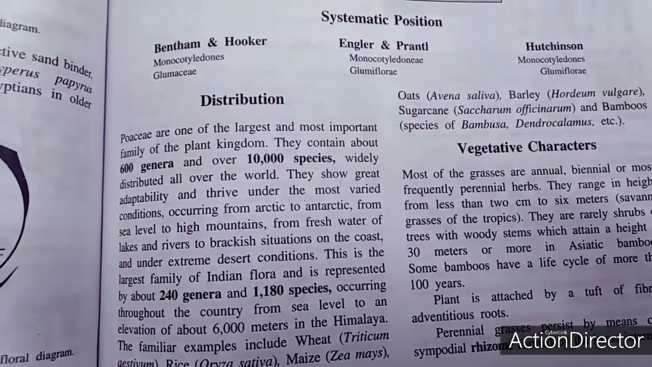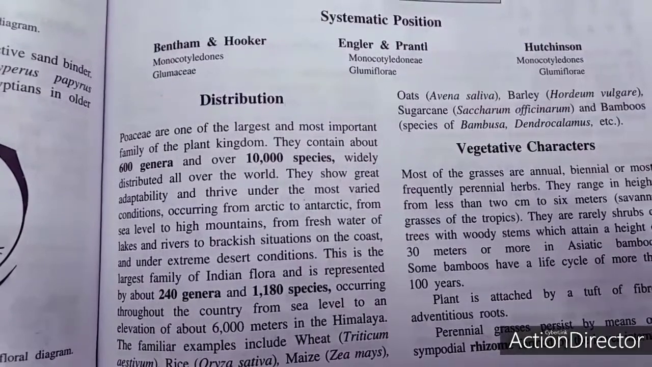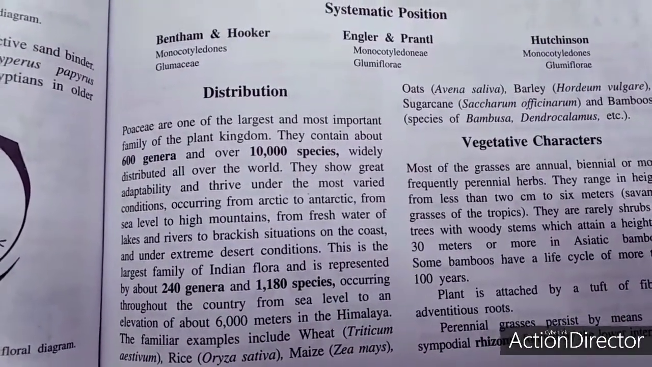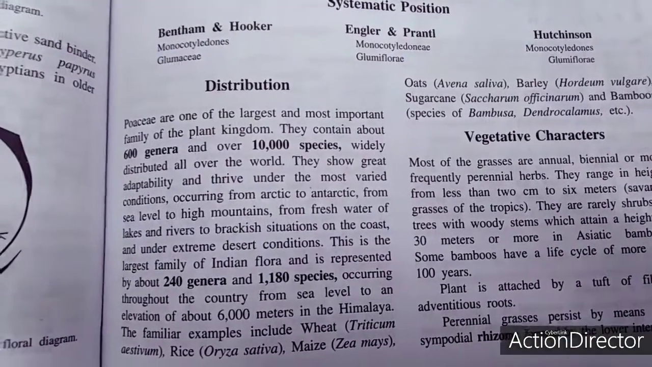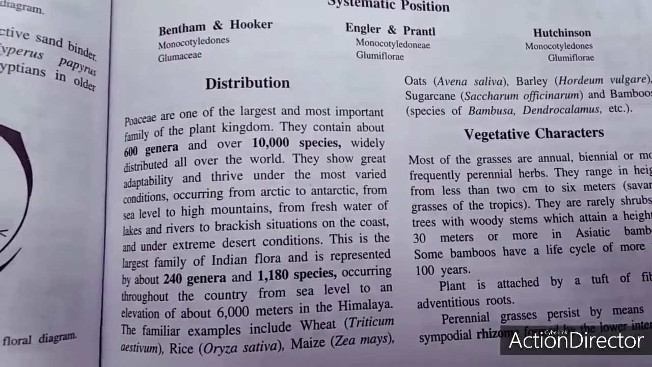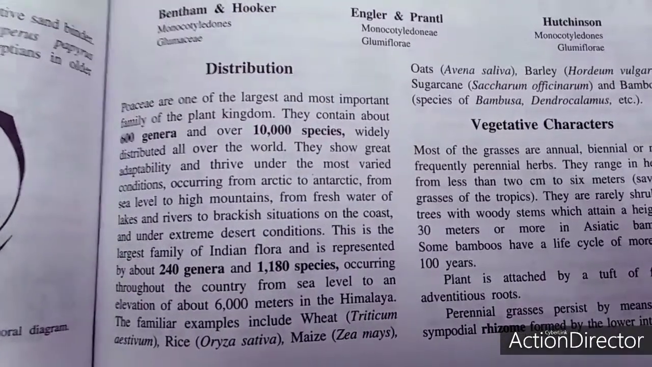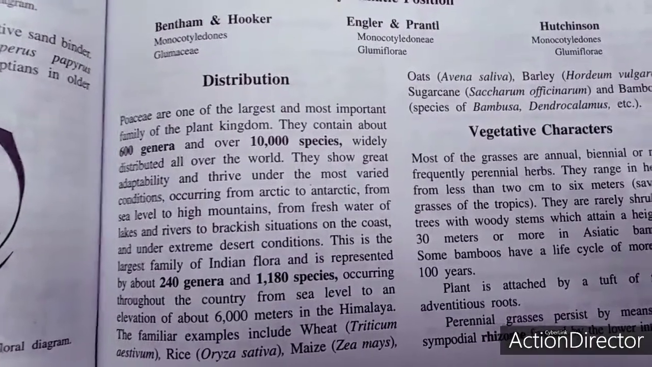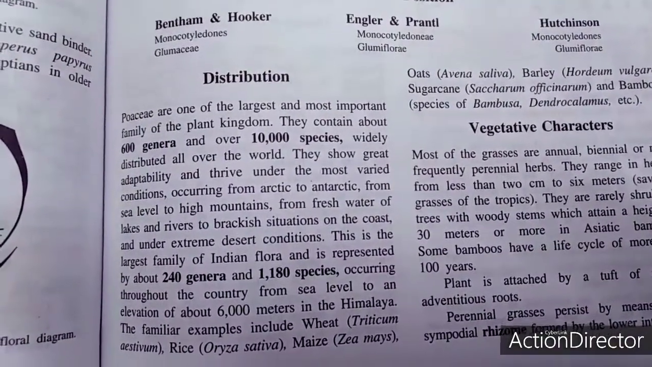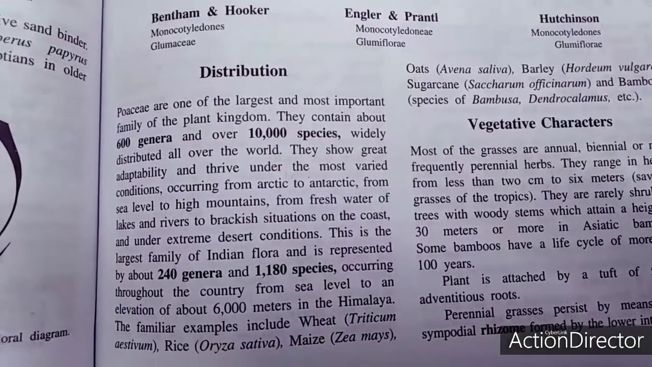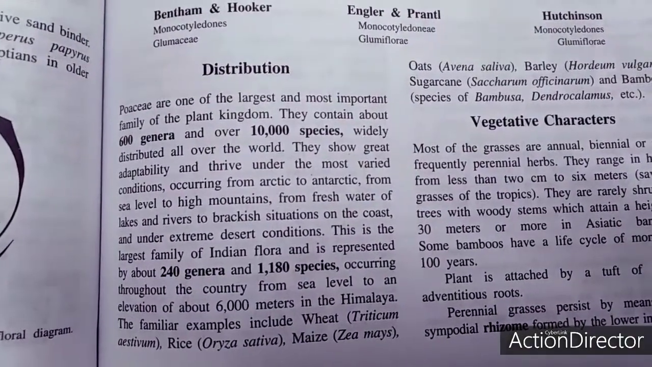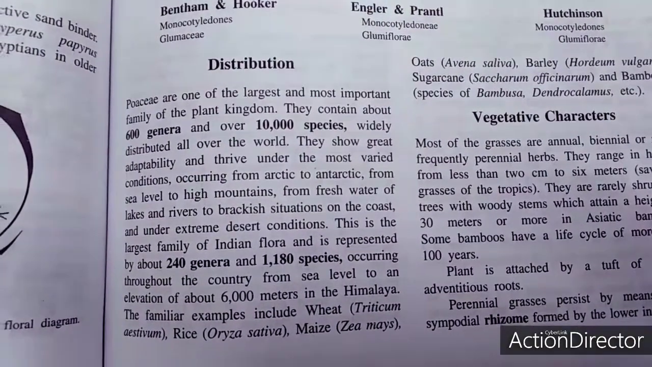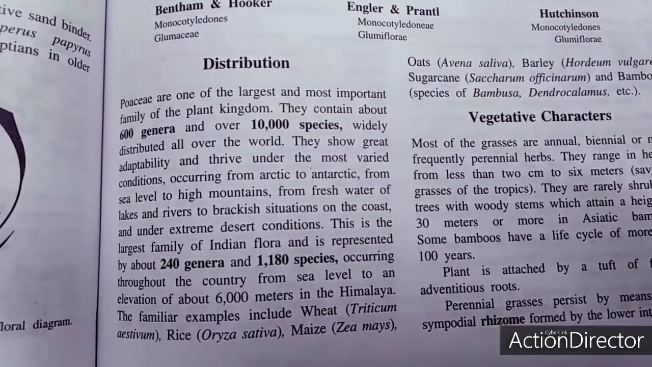Regarding the vegetative characters, most of the grasses are annual, biennial, or frequently perennial herbs. They range in height from less than 2 centimeters to 6 meters, like the savanna grass of the tropics, so the size also varies. They are rarely shrubs or trees with a woody stem, and they attain a height of 30 meters or more in Asiatic bamboo. Some bamboos have a life cycle of more than 100 years.